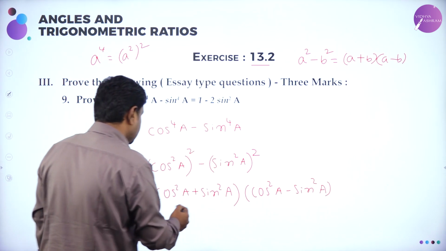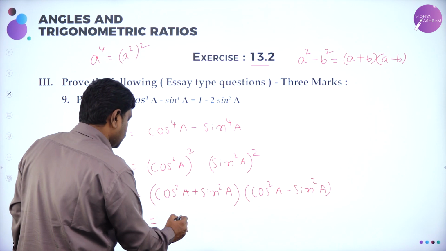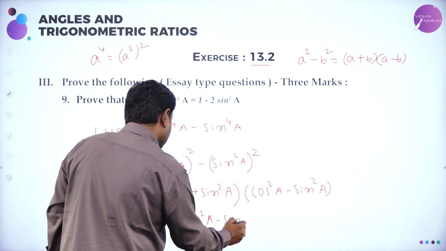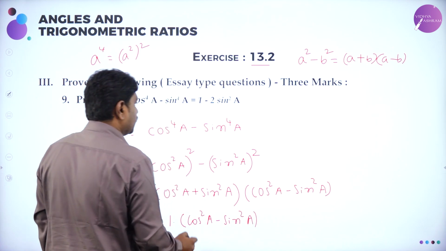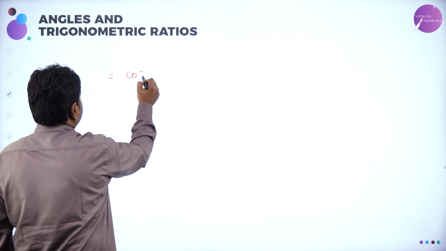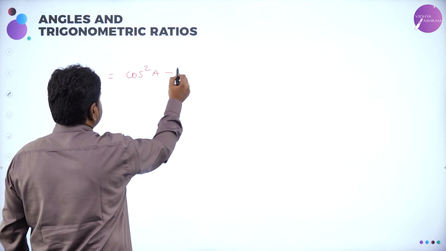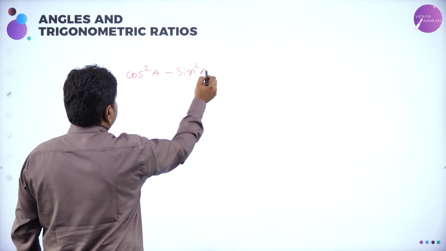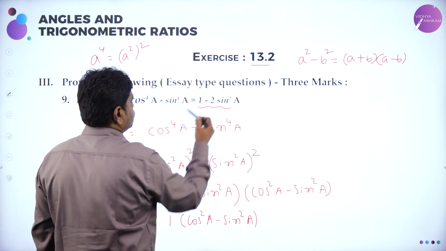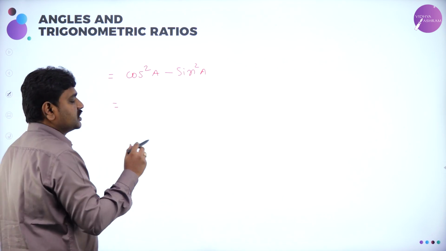Now cos square a plus sin square a, you know it is 1, and we are left with cos square a minus sin square a. So we got cos square a minus sin square a. Cos square a minus sin square a is what? That is 1 into. But they want 1 minus 2 sin square a. They want you to prove 1 minus 2 sin square a.